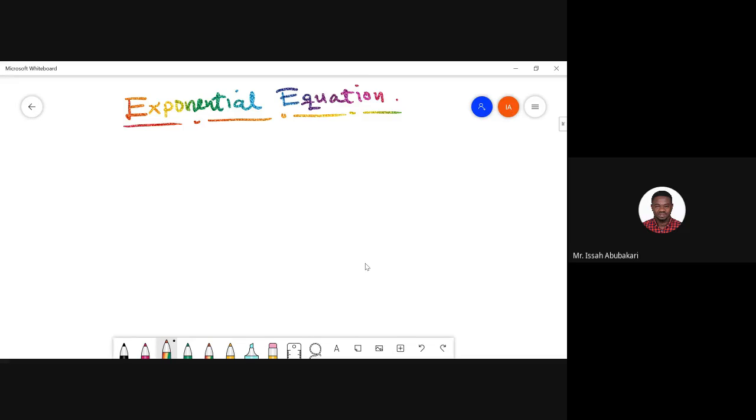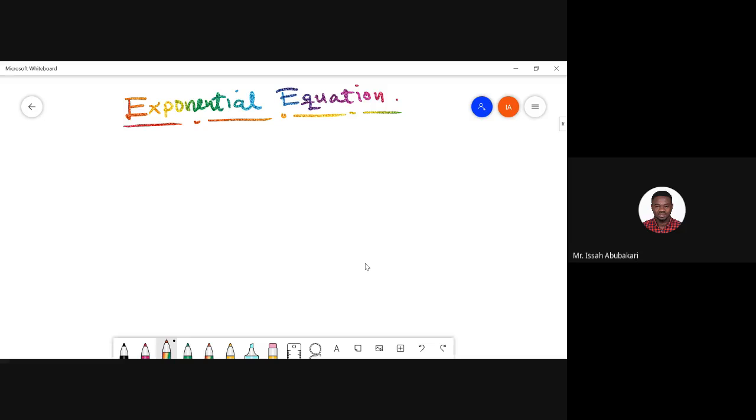We are saying that it is an equation in which the variable occurs in the exponent. The variable occurs in the exponent. Some of these equations can be solved by using the method that we use when we are dealing with a one-to-one function, whether a function is one-to-one or not.